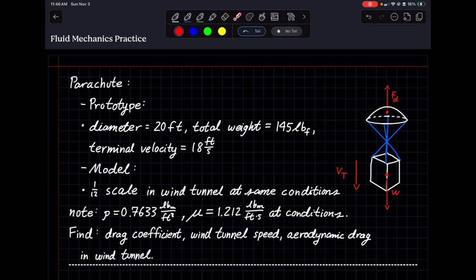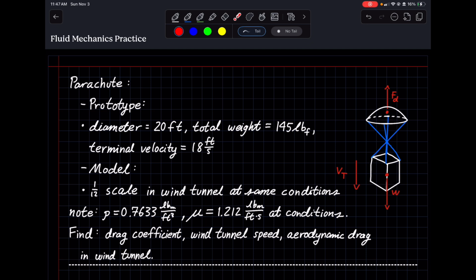How I'm going to do this is go through this problem and solve it using the method of repeating variables and the Buckingham Pi Theorem. It will take a little bit of time, so bear with me here. It's a long problem, but I want to make sure that everything is clear as day.